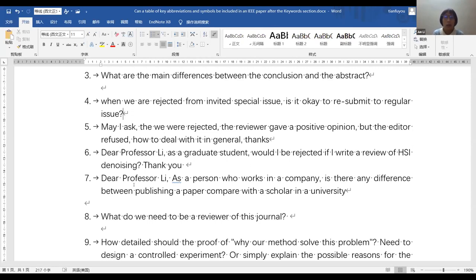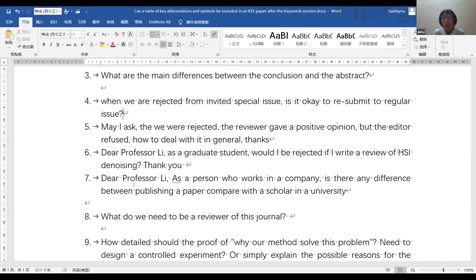As I mentioned throughout my talk, we just talk about the paper issues, paper elements. If the paper is good, no matter whether it comes from a company or a university, any of our journals, magazine, TGRS, transactions, JSTARS and others are very happy to receive it, okay? And the eighth: what do we need to be a reviewer of this journal?